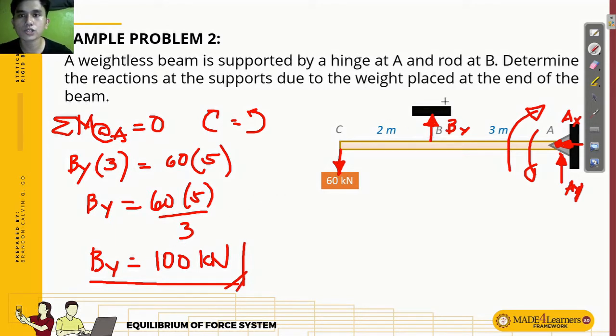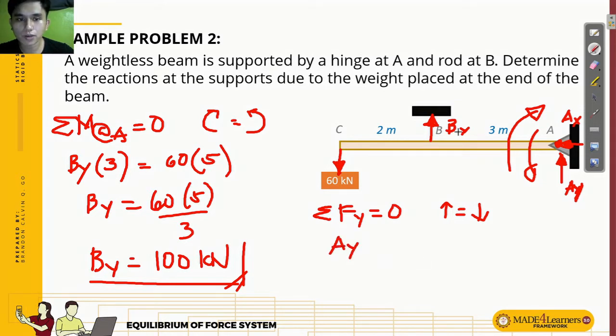Okay. That is the value of the reaction, the tension at rod B. So the remaining reactions are AX and AY. We can use summation of forces in Y, since one unknown vertical reaction has been solved. So, summation of Fy is equal to 0. We still separate the upward from the downward. Our assumption for AY, the unknown, is upward, on the left side.